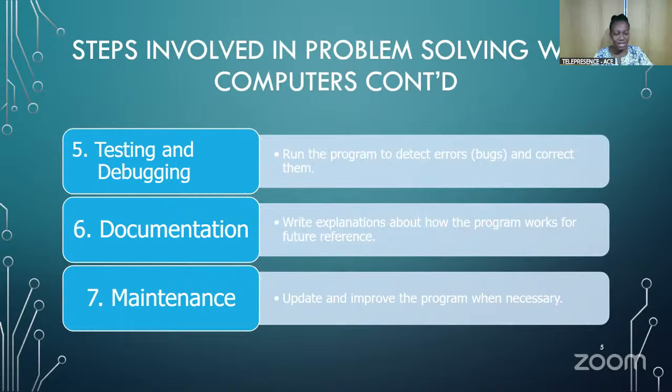Then we have the seventh step, which is called maintenance, and that's the last step. Maintenance involves you updating and improving the program when necessary. Just like when you develop a particular website, there will be need for maintenance because there will be a particular point in time when you need to update or improve something on that particular website. So when you are solving problems with computers, maintenance is very, very important.